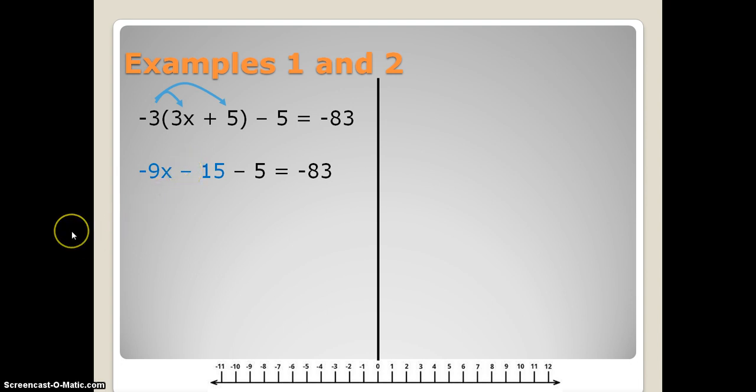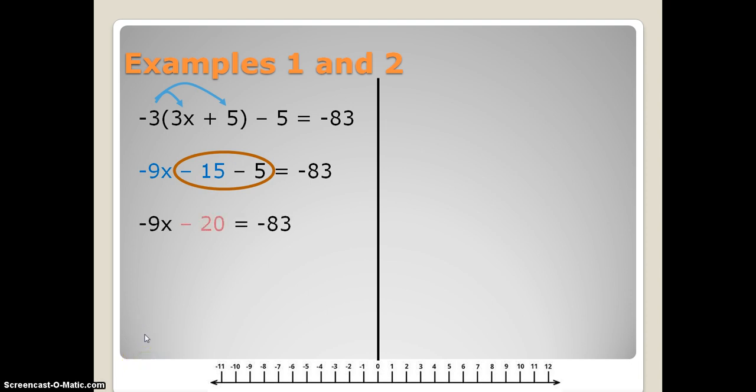Now we're moving on to combining like terms since we have no more parentheses. In this problem here, we have the negative 15 and the negative 5, or you can look at it as minus 15 minus 5. So when you're thinking on a number line, negative 15 is somewhere down on the left-hand side of the number line. When I subtract 5, I'm going to go 5 farther back. So when I combine these two like terms, we're going to get a negative 20.